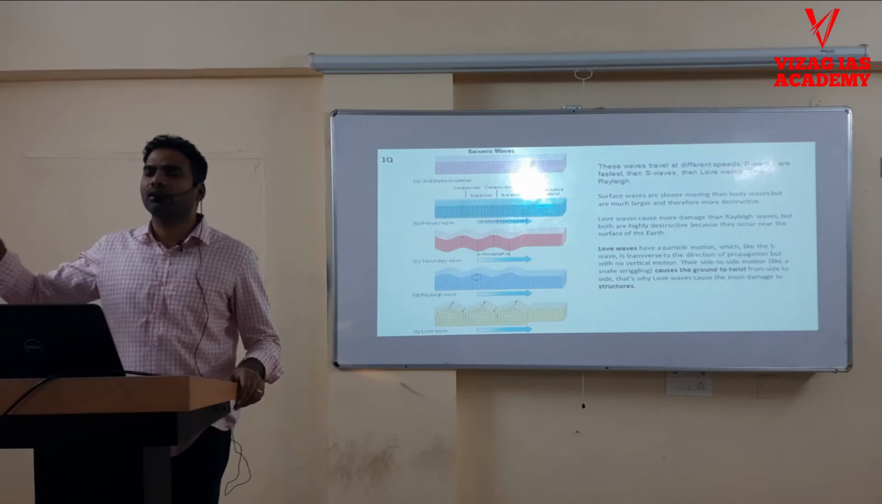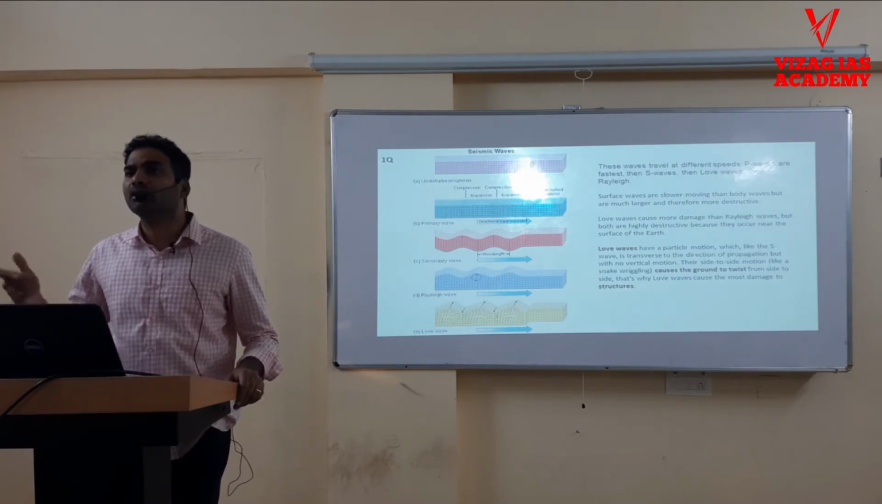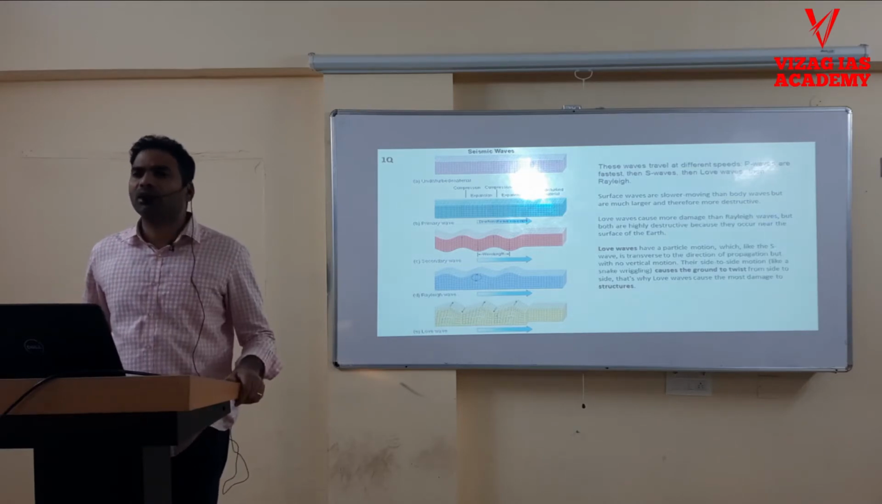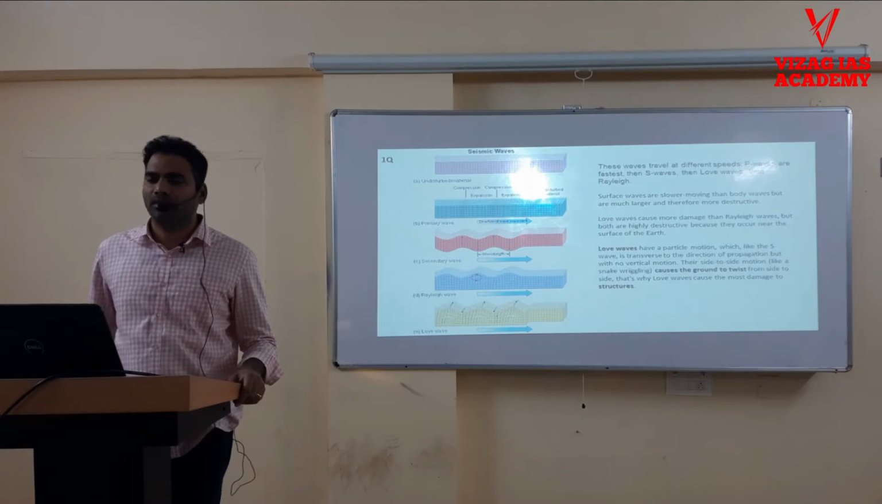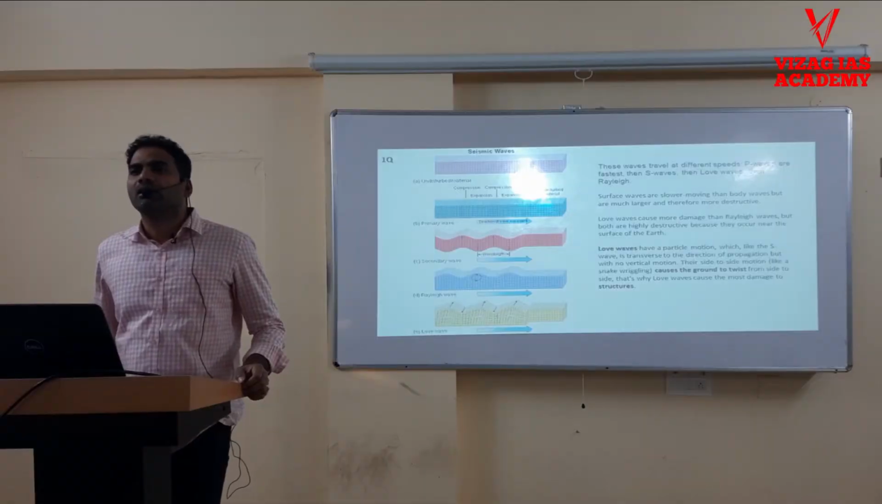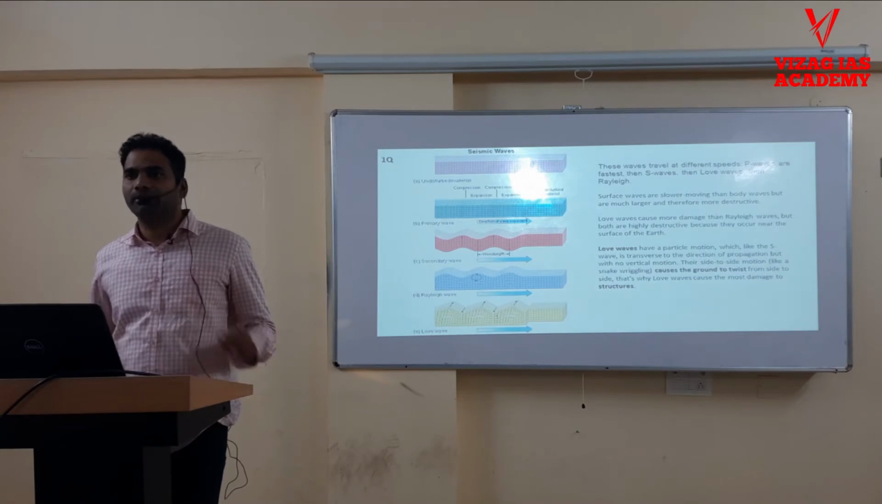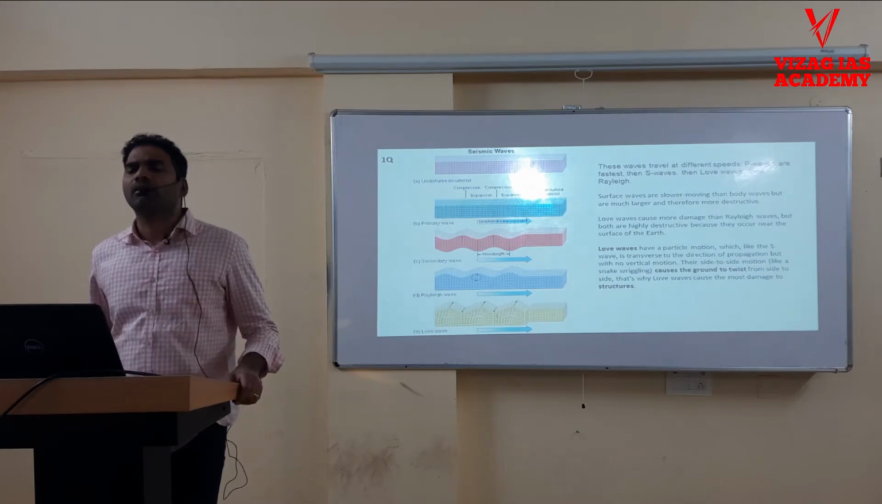Transverse, like a sine wave. So in liquids it can't pass through. Which is that? S waves. So what about the other one? Surface waves. How are they different? Once the body waves reach the surface, surface waves get generated. So they come last.